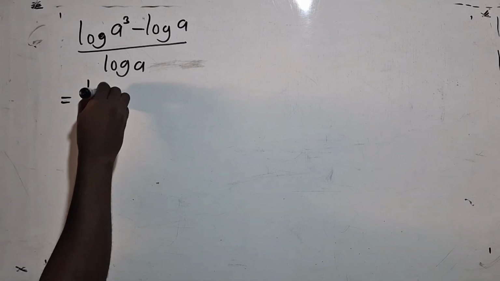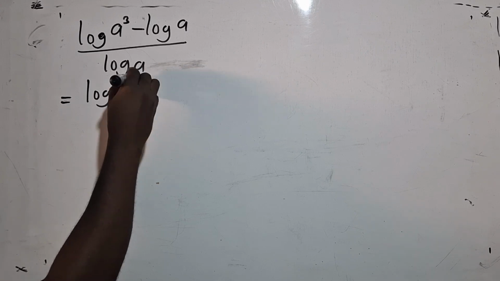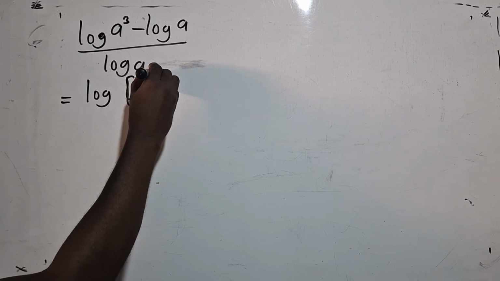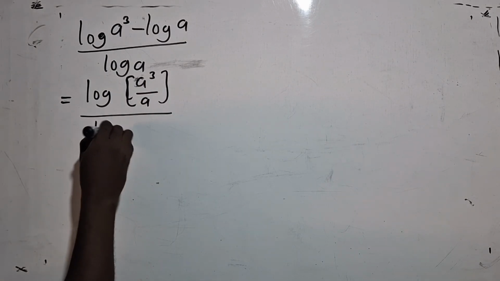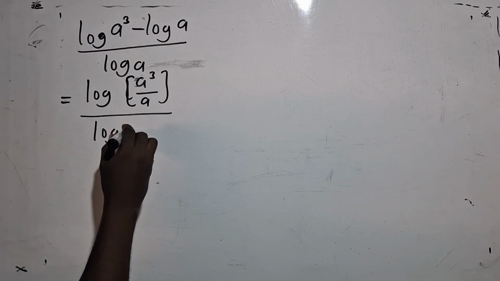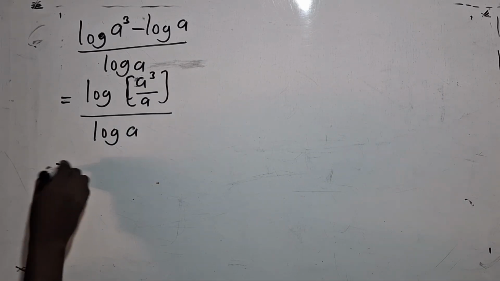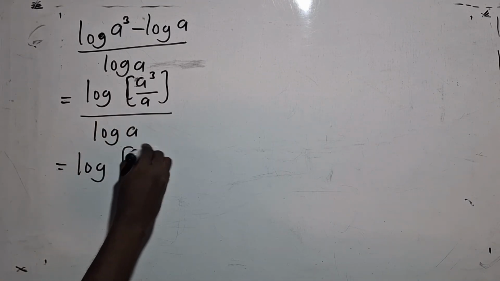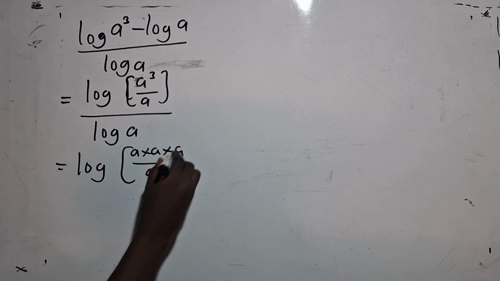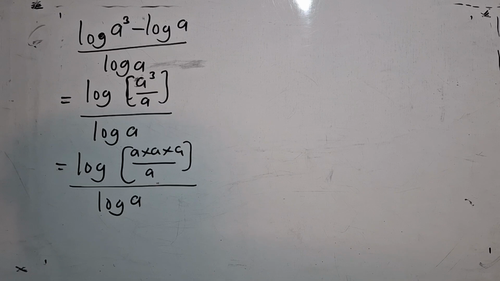So if you look at it, it is divided. So we have log, then we have a raised to the power 3 over a, all over log a. I'm going to expand the top one. So we are going to have log, then we have a times a times a all over a, then all over this log a. I don't like jumping steps when I'm teaching because I want you to follow closely.